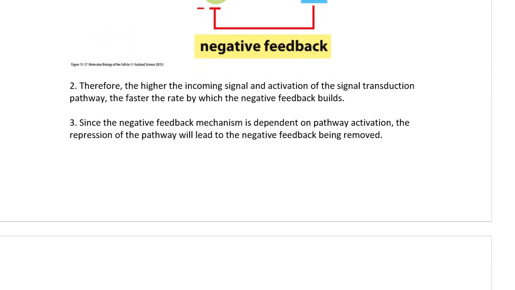Therefore, the higher the incoming signal and the activation of the signal transduction pathway, the faster the rate by which the negative feedback builds, because the negative feedback is dependent on the signaling pathway being activated. So the more the signaling pathway is activated, the more the negative feedback builds up. Since the negative feedback mechanism is dependent on the pathway activation, the repression of the pathway will lead to the negative feedback being removed. So once the negative feedback is working and repressing the pathway, the negative feedback will be removed and the pathway goes back to its normal state.